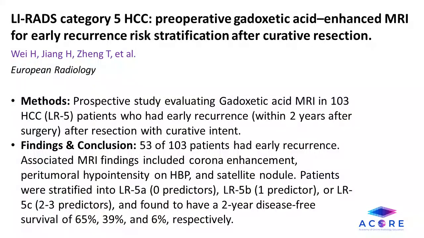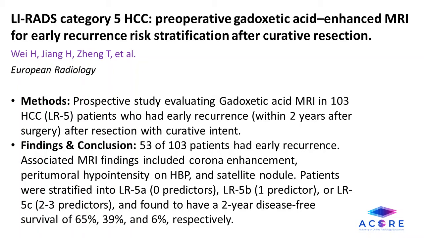This was another article published in European Radiology. It was a prospective study evaluating gadoxetic acid-enhanced MRI in 103 HCC patients who had a score of LIRADS 5 and had early recurrence within 2 years after surgery after resection with curative intent. 53 of these 103 patients had early recurrence and also were found to have associated MRI findings that included corona enhancement, peritumoral hypointensity on hepatobiliary phase, and satellite nodule.